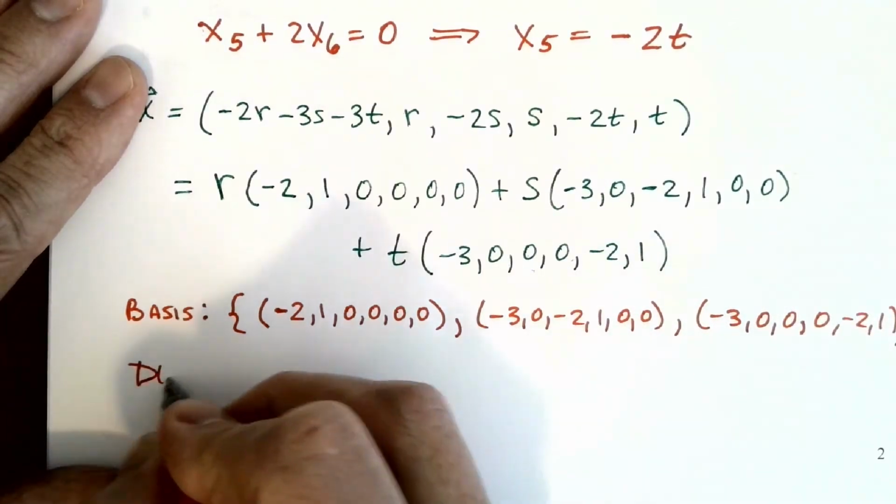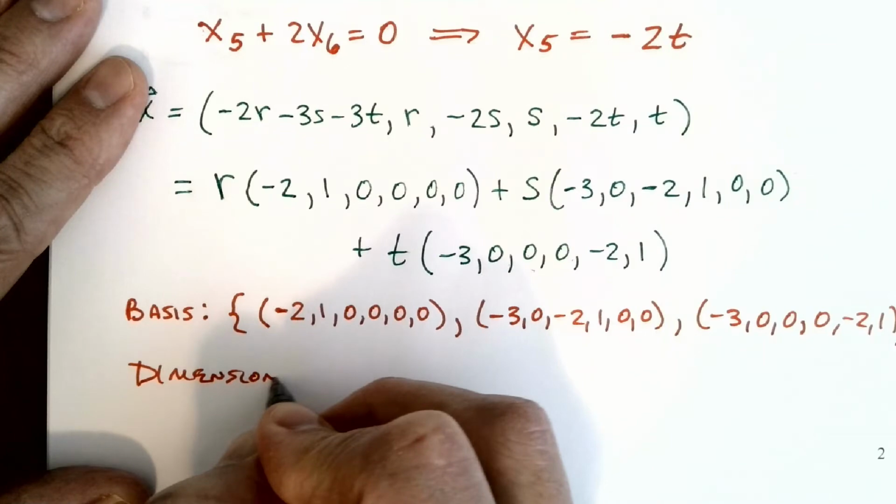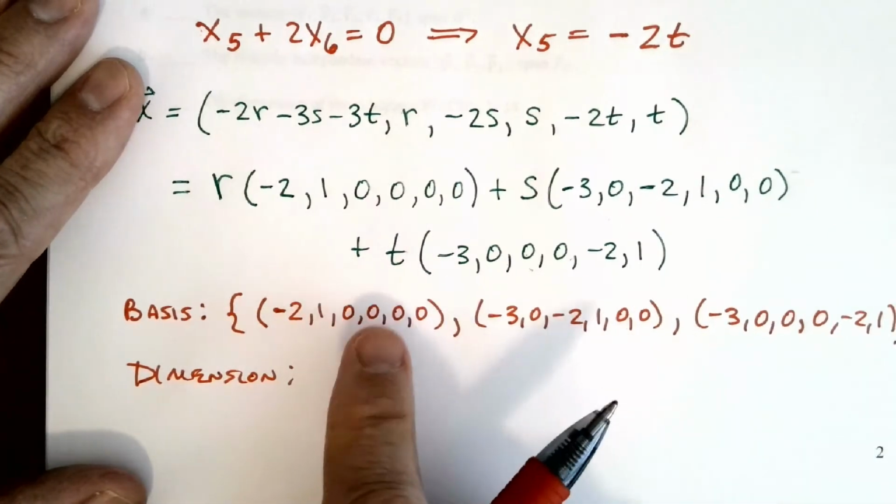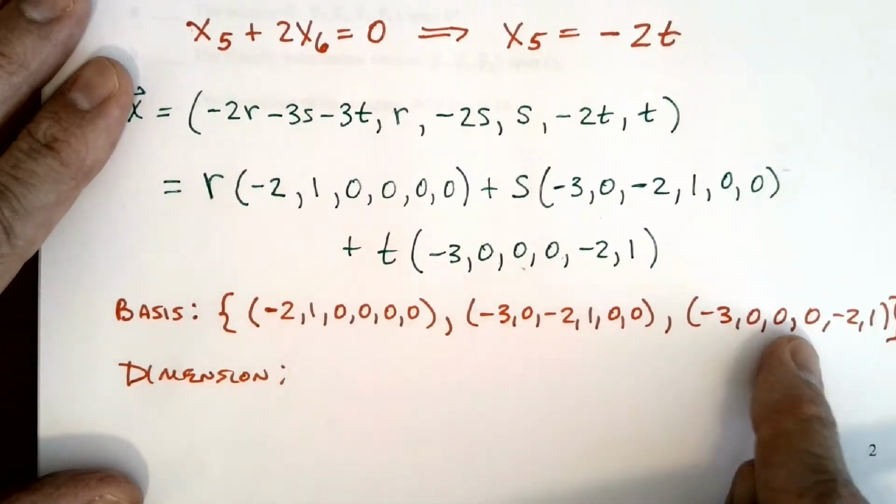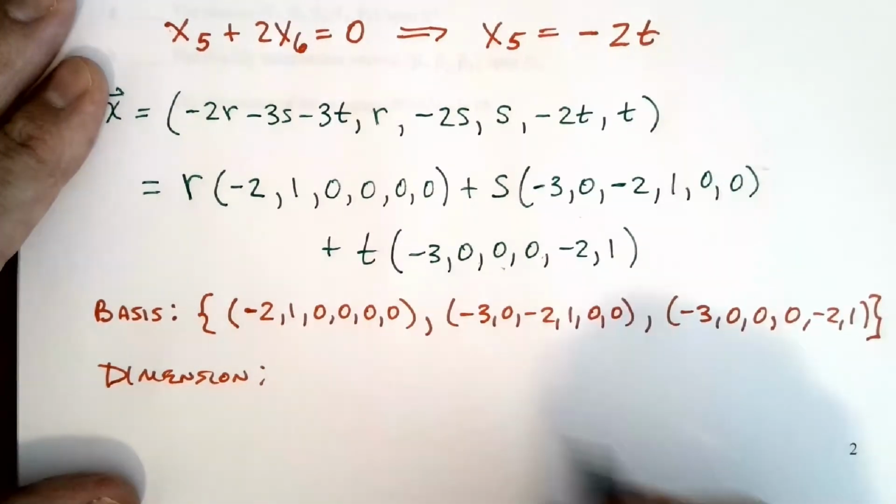And so what's the dimension? That's the easy part. Basis was hard. Dimension in one step. Count them. 1, 2, 3 vectors. It's the number of vectors.